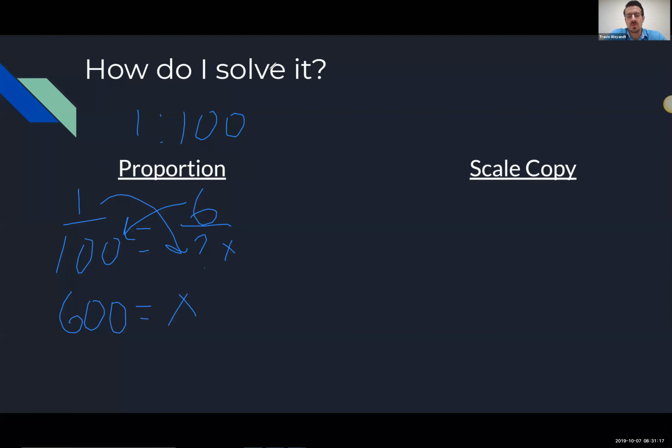A scale copy way is what we've sort of been doing throughout this unit, is if I see that 1 inch is to 100 and I have 6 inches, how am I getting from 1 to 6?